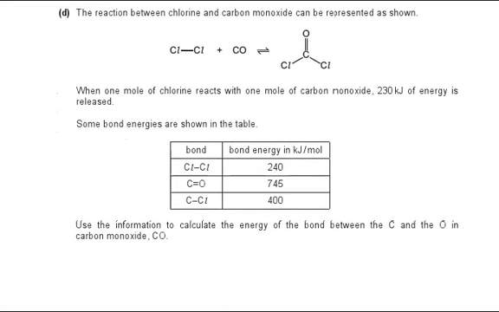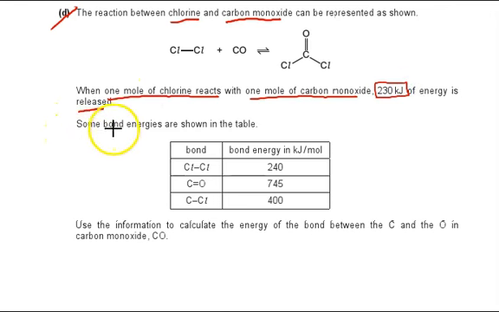Question D. The reaction between chlorine and carbon monoxide can be represented as shown. When 1 mole of chlorine reacts with 1 mole of carbon monoxide, 230 kilojoules of energy is released. Some bond energies are shown in the table. Use the information to calculate the energy of the bond between the carbon and the oxygen in carbon monoxide.